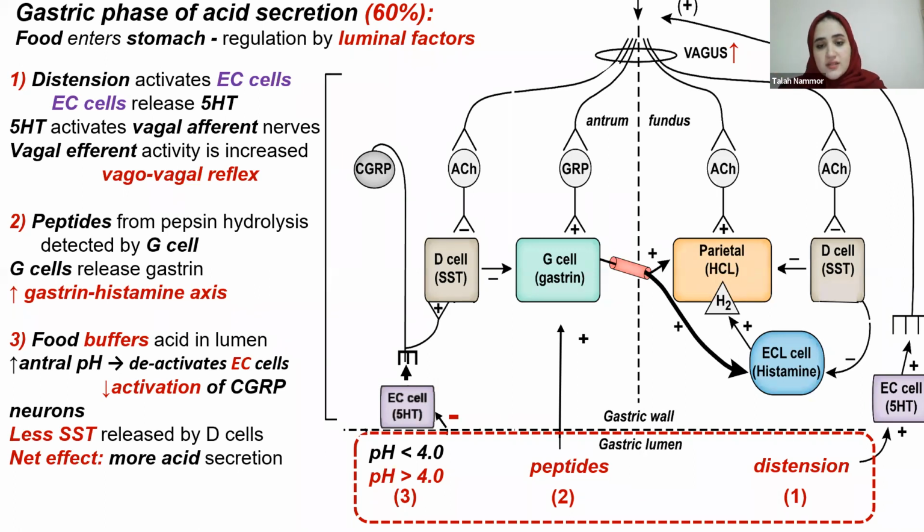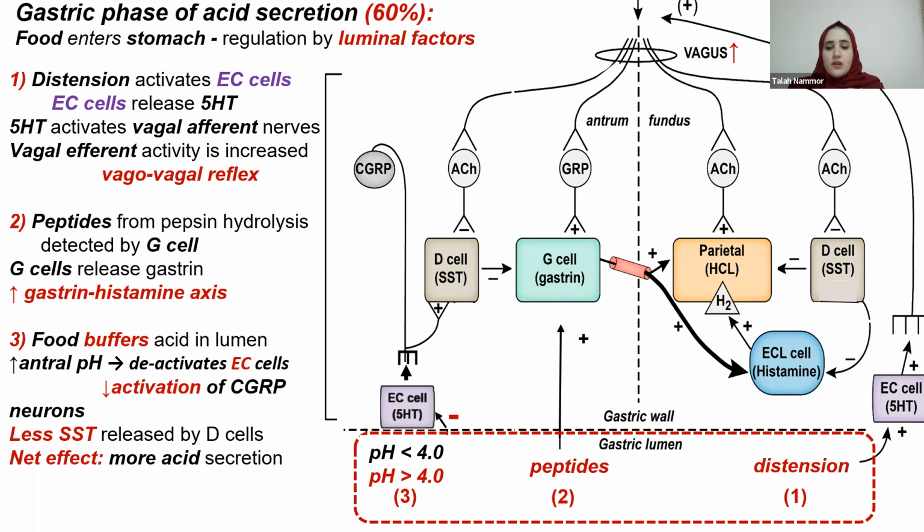Is this obvious? Is this clear? Guys? Okay. Perfect. So you think this is clear. This thing is called the vagovagal reflex. The vagovagal reflex is what happens in here. The vagus is activated by the serotonin that is released by the enterochromaffin cells because of the distension. Okay?